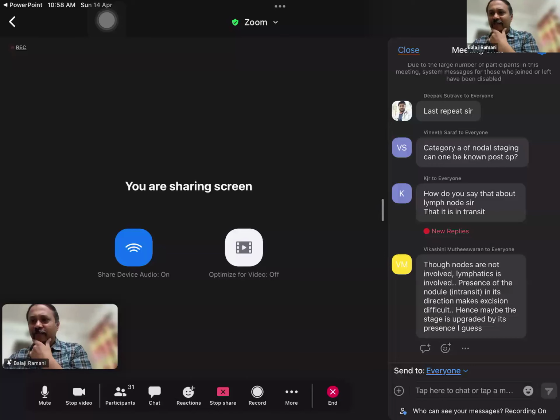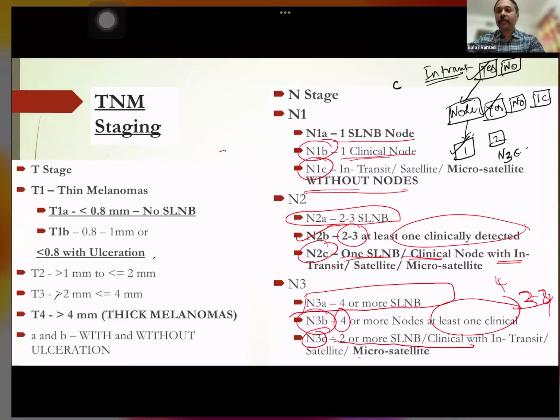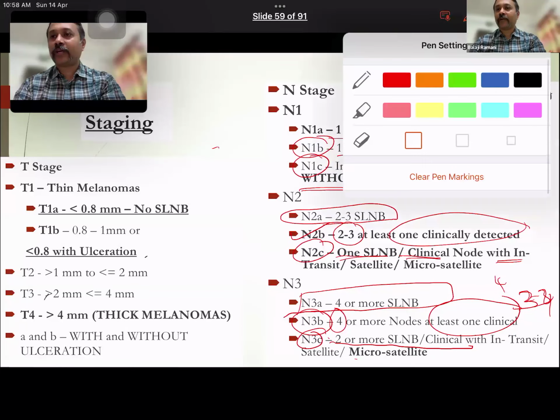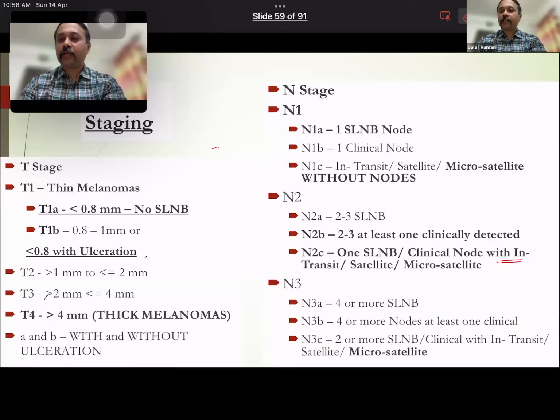How do you say about the lymph nodes, sir? This is in-transit. The nodes are not involved, lymphatics is involved. That makes it excision difficult, hence maybe stages. See, remember, wherever you have something like a satellite lesion, it may be here, it may be other, for example, in colorectal also you have a similar thing where it is grouped under this one. As someone had mentioned in the chat comment, this basically indicates that it has spread beyond the local tumor onto the lymphatics in the skin or elsewhere, and that is why all of them will be grouped under the category of lymphatic involvement. It comes under the N staging.